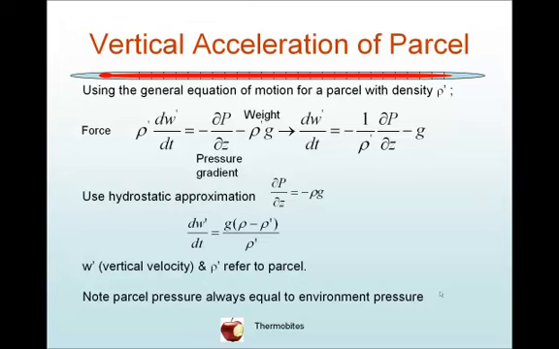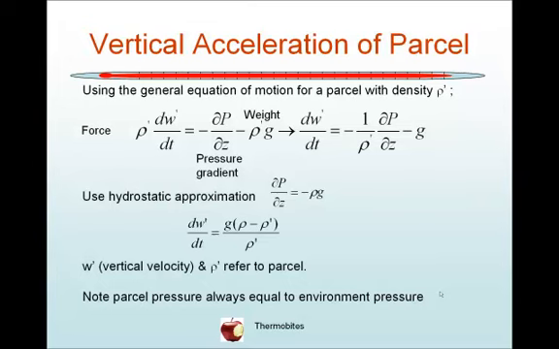We can use the hydrostatic approximation, dp/dz is equal to minus ρg, where ρ is the density of the environment. When you do that and rearrange the equation slightly, you end up with the buoyancy equation for a parcel of air, equal to g divided by ρ′, the density of the parcel, multiplied by ρ minus ρ′, which is the difference between the environmental density and the density of the parcel.